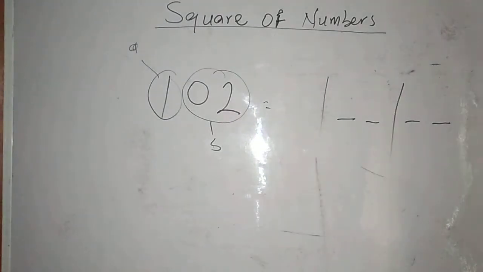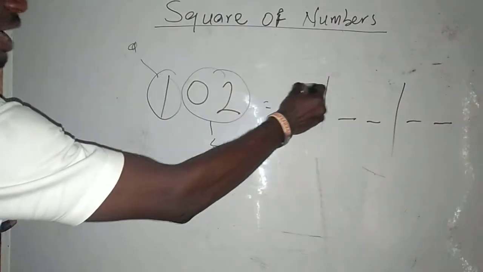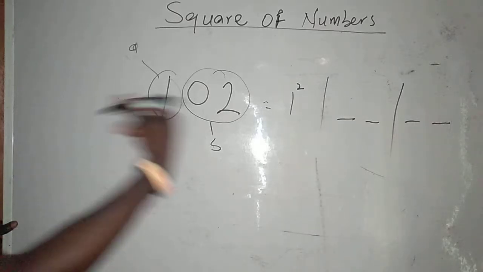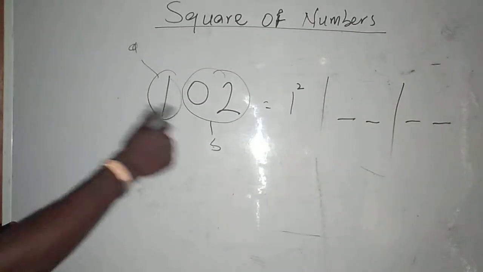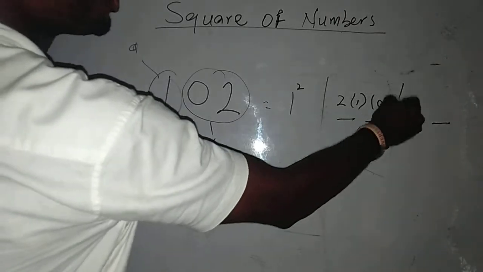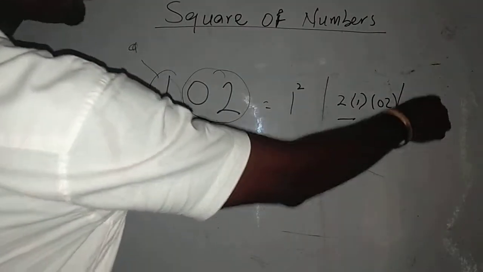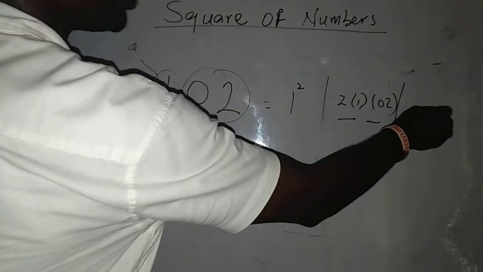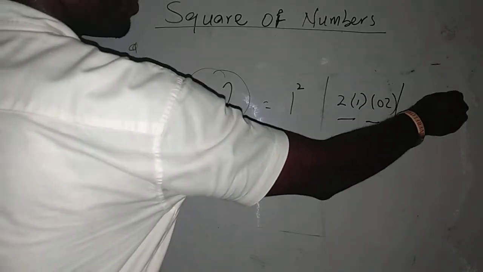Now, what are we doing? 1 square will be here. Any number here will be squared. Followed by what? This number now, it will be 2, bracket of 1, bracket of 0, 2. The last one will be what? 2, which is 2 square.